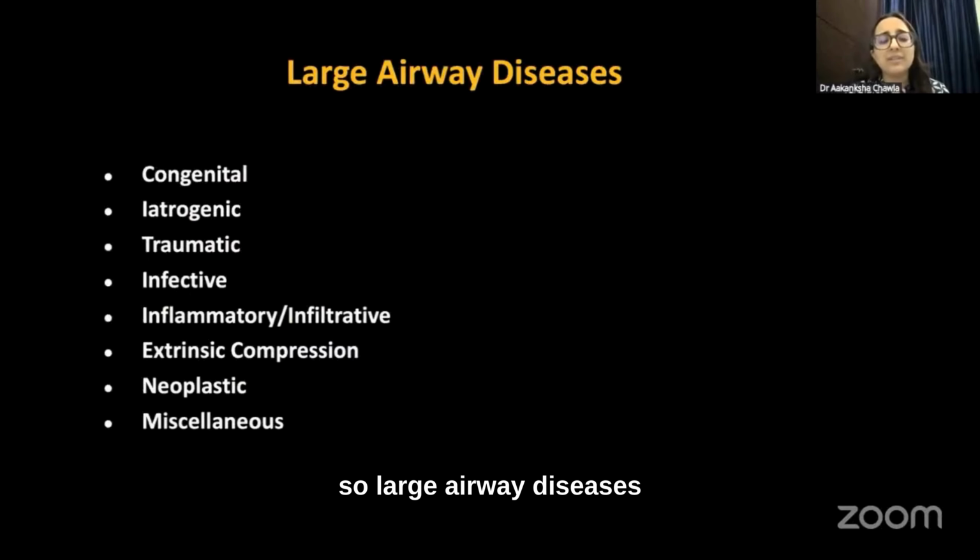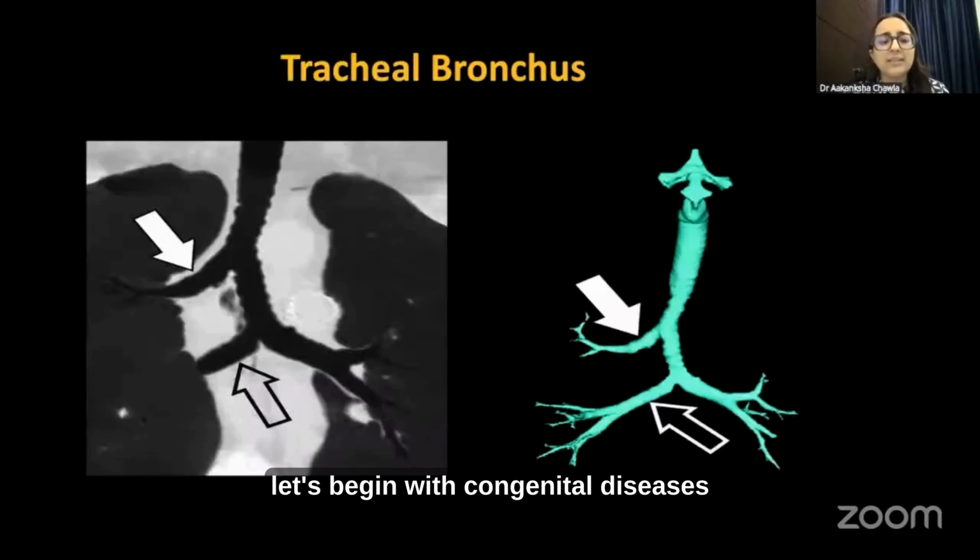So, large airway diseases can be congenital, iatrogenic, traumatic, infective, inflammatory, infiltrative, can present as extrinsic compression, or neoplastic. So, let's look at the imaging of some of these. Let's begin with congenital diseases.